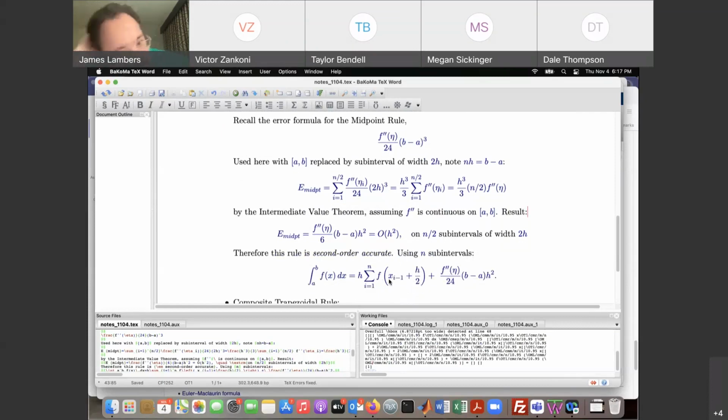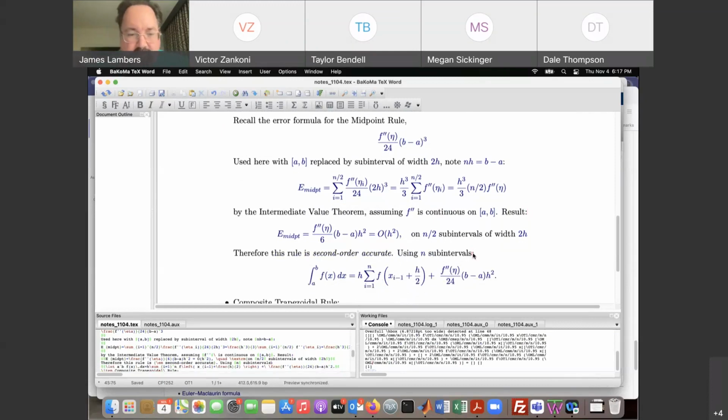So now we're using n subintervals, each of width h. Okay. So that's the composite midpoint rule in that case. And then this is a resulting error formula. So it's almost the same, we just have a different factor down below.